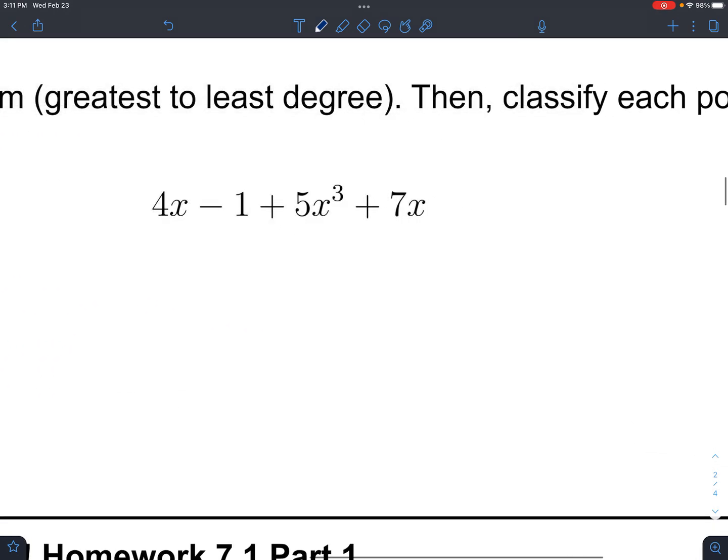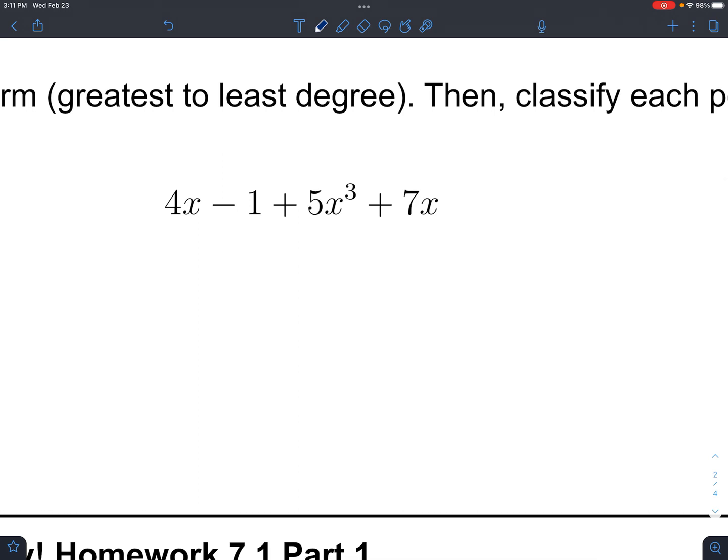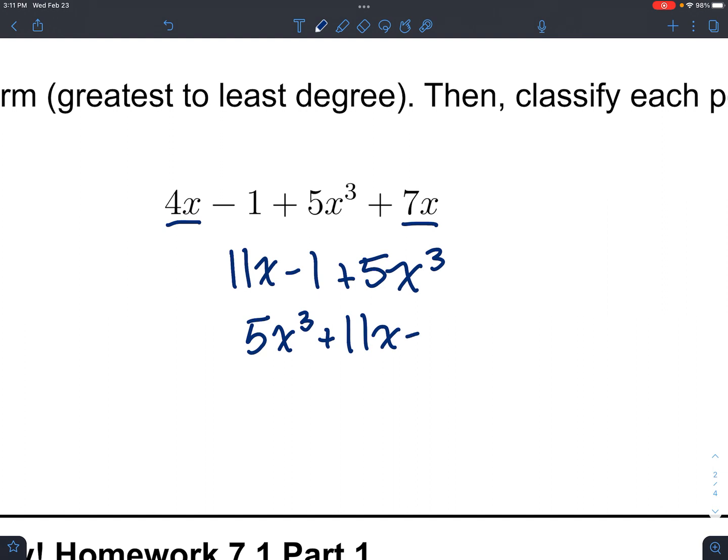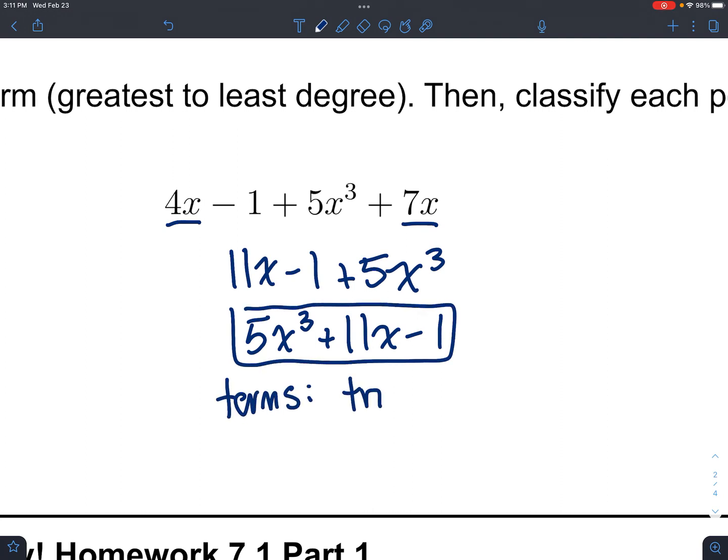Okay. Here I immediately see that these are like terms, so I'll combine those. And I have no other sort of grouping. So I'm just going to reorder them, biggest exponent to smallest exponent, and then I'm ready to name this. So by terms, there's 3 of them, trinomial.